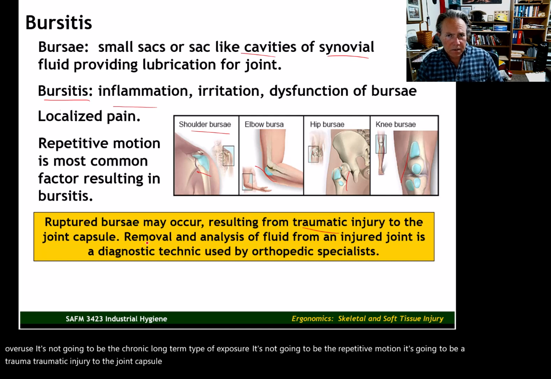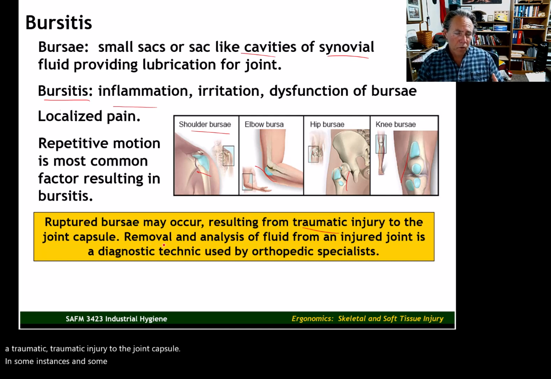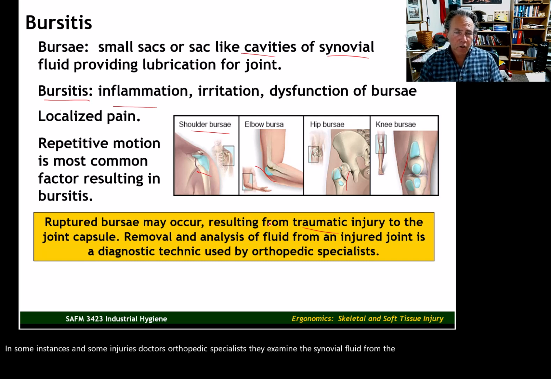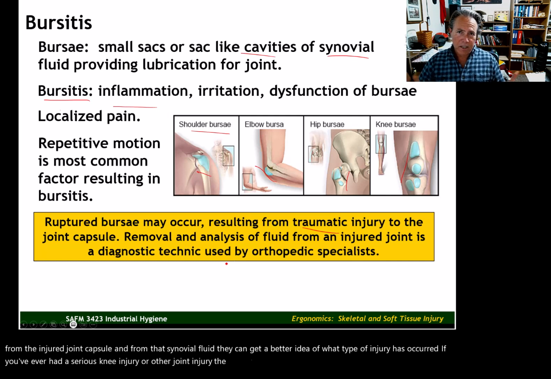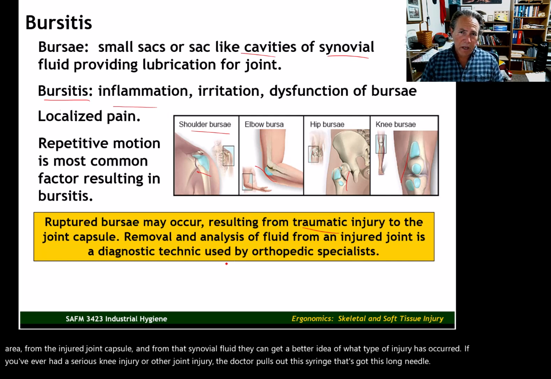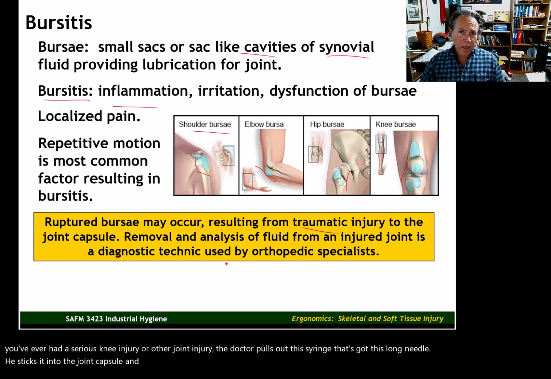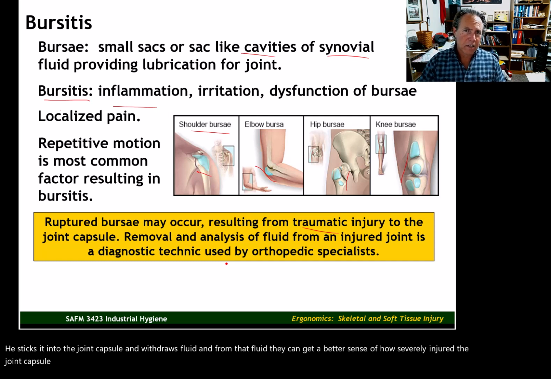In some injuries, doctors, orthopedic specialists, examine the synovial fluid from the injured joint area, from the injured joint capsule, and from that synovial fluid they can get a better idea of what type of injury has occurred. If you've ever had a serious knee injury or other joint injury, the doctor pulls out this syringe that's got this long needle, sticks it into the joint capsule and withdraws fluid. And from that fluid, they can get a better sense of how severely injured the joint capsule is and what the next steps may be.